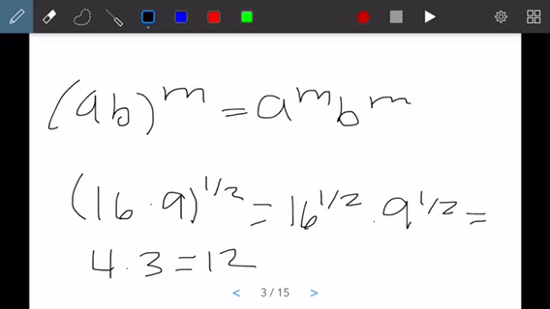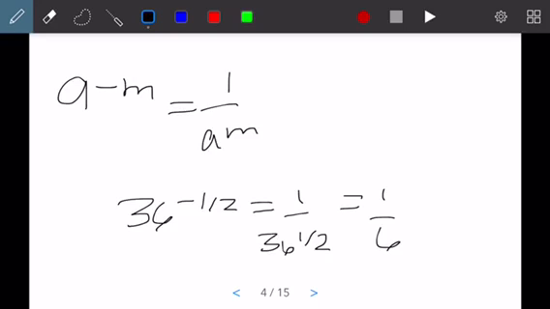Next we have the power of a product. Here you basically just separate the exponent. So like if you have 16 times 9 to the half power, you do 16 to the half, 9 to the half, and then you simplify those, so you get 4 times 3 equals 12.